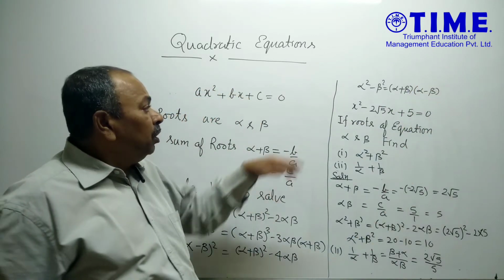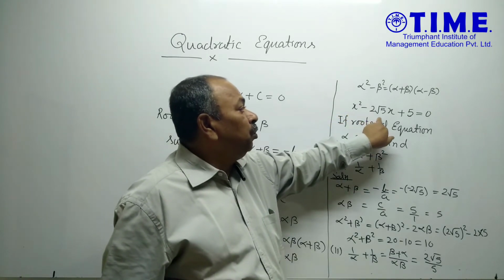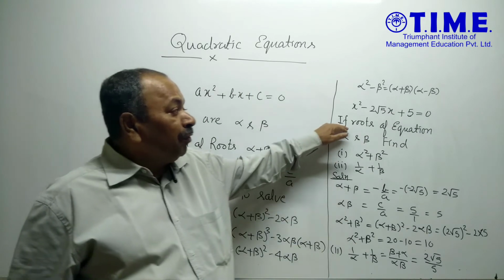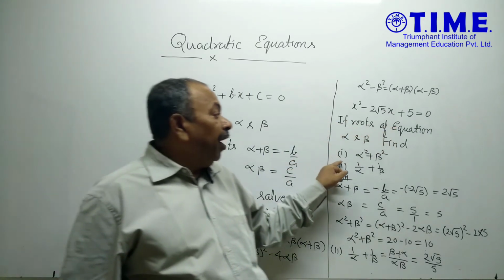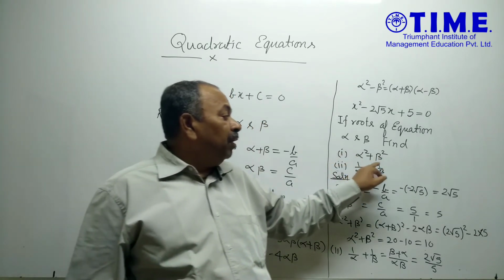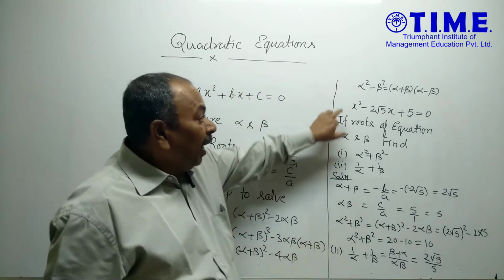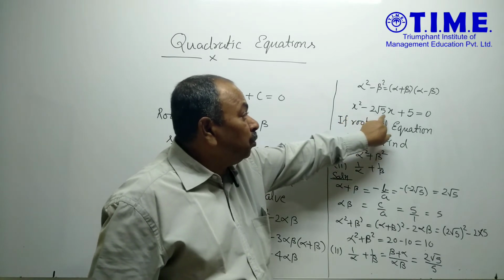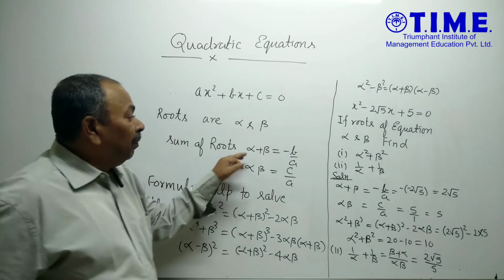Now we discuss one example based on these identities. x square minus 2 root 5 x plus 5 is equal to 0. If the roots of the equation are, say, alpha and beta, then we have to find, first, alpha square plus beta square, and second, 1 upon alpha plus 1 upon beta. Now, what is here? A is 1 in this equation. B is minus 2 root 5 and C is 5.